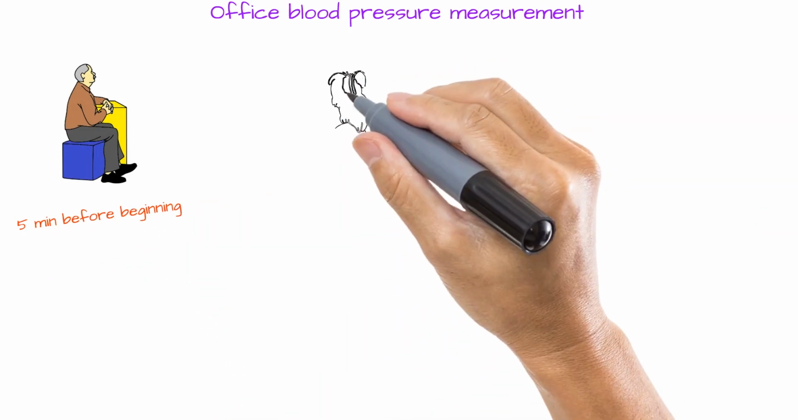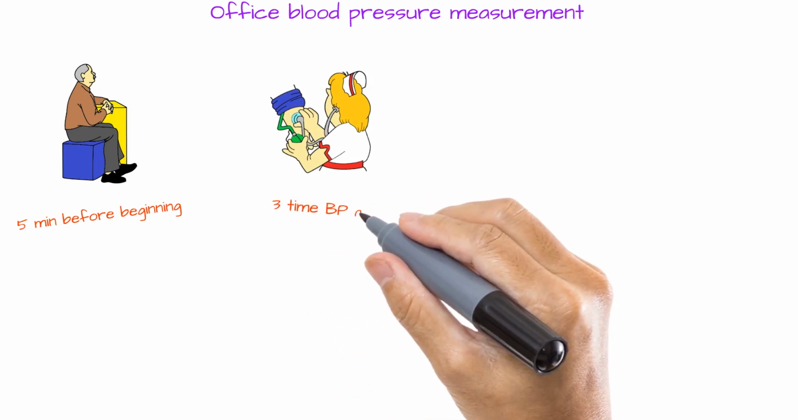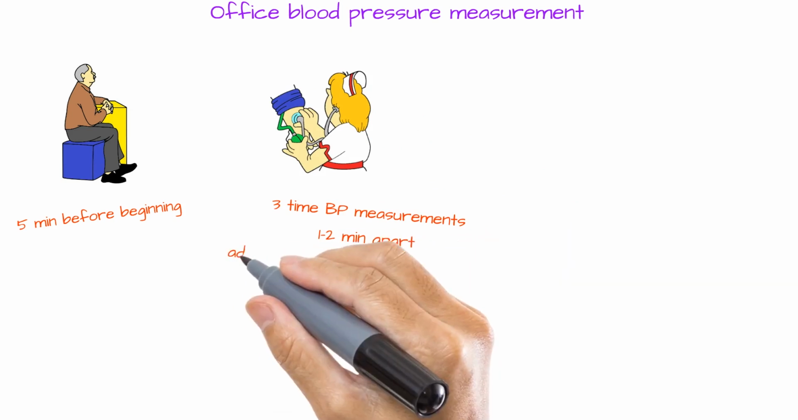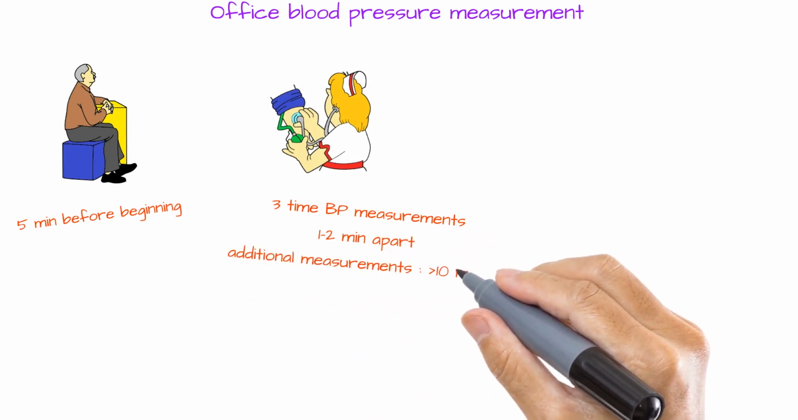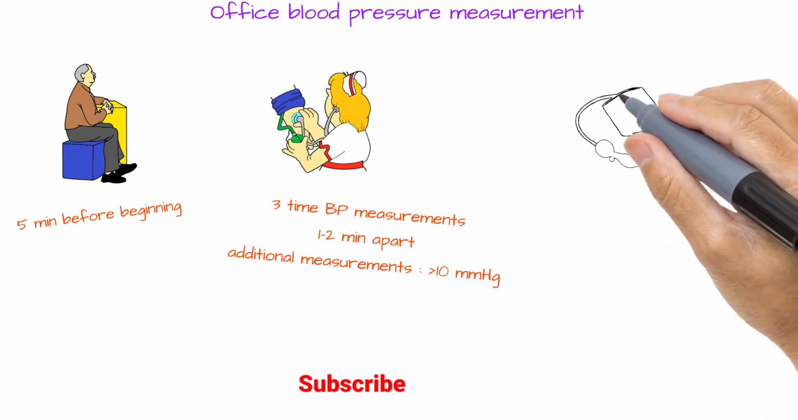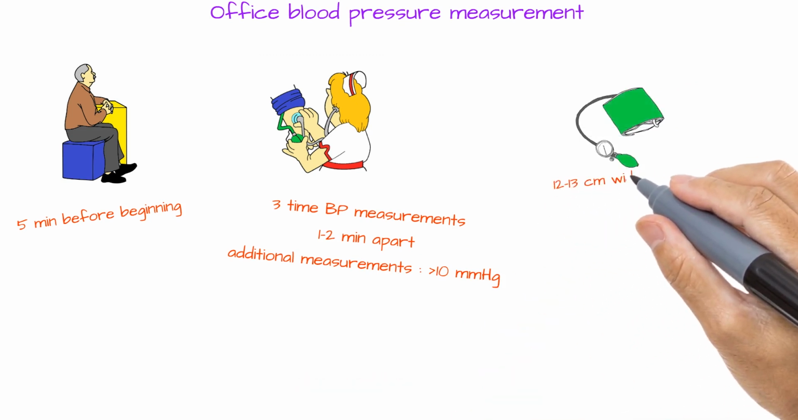Then 3 blood pressure measurements should be recorded 1 or 2 minutes apart. An additional measurement only if the first readings differ by more than 10 mm mercury. Blood pressure is recorded as the average of the last 2 blood pressure readings. Use a standard bladder cuff 12 to 30 cm wide and 35 cm long for most patients.